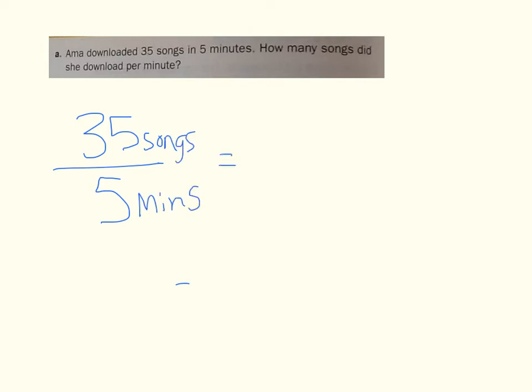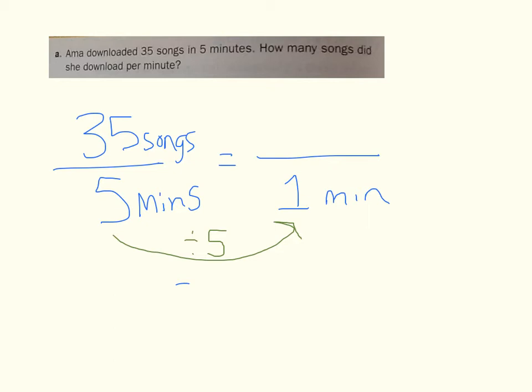So we want to find this fraction and turn it down all the way to 1. So we know that she downloaded 35 songs in 5 minutes. We want to turn this into a unit rate. Remember, unit rate always has that denominator of 1. So we want to figure out how much she downloaded in 1 minute. So one way we do this is we want to know, how can I get from 5 to 1? What would I have to divide by? Well, 5 divided by 5 gives me 1.